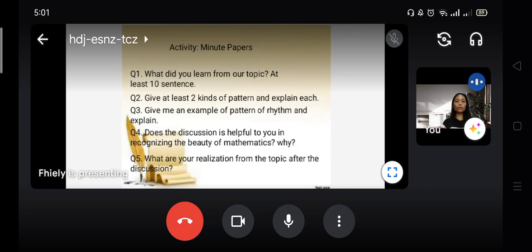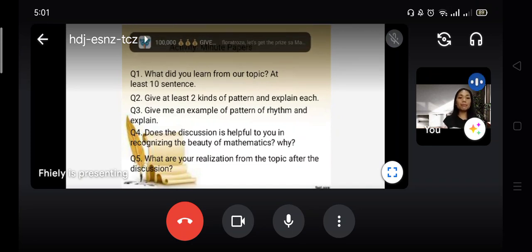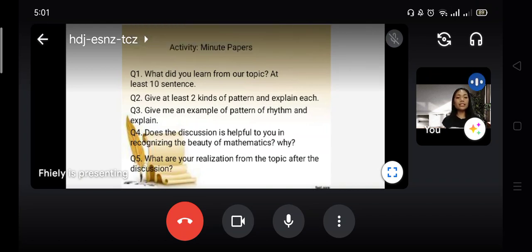Group 1: What did you learn from our topic? Give at least 10 sentences. Group 2: give at least 2 kinds of pattern and explain each. Group 3: give me an example of pattern of rhythm and explain. Group 4: was the discussion helpful to you in recognizing the beauty of mathematics? Yes or no? And explain why. Group 5: what are your realizations from the topic after the discussion?